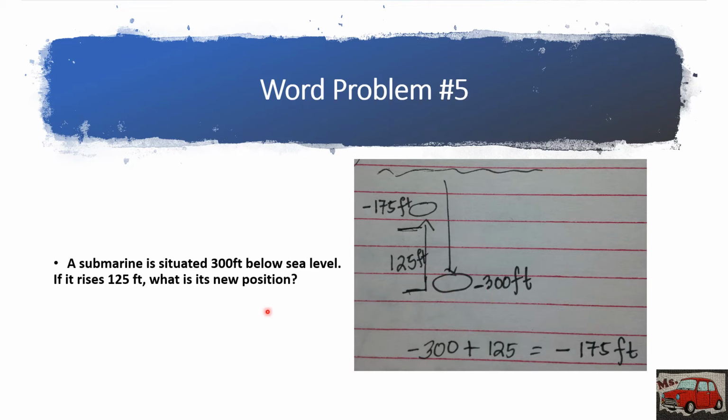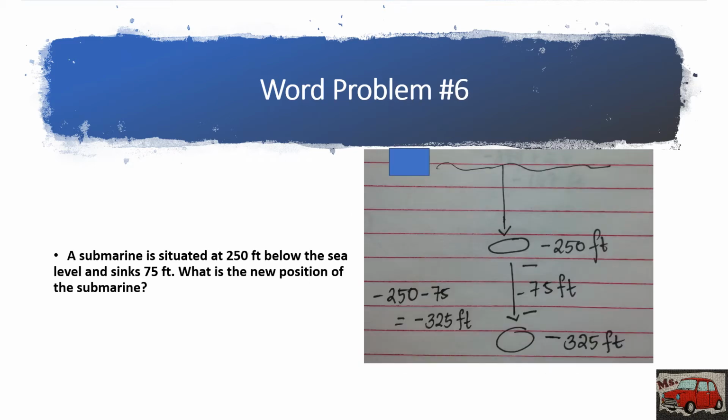Okay? And then, sabi dyan, it rises. So, tumaas siya. So, hindi siya umilalim. So, tumaas. Ibig sabihin, that is positive. Okay? And, so, currently, nandito na siya ngayon sa -175 feet. Negative pa rin kasi nasa ilalim pa rin siya ng dagat. Okay? So, if we do the operation, so we have -300 plus 125 kasi nga umakyat, it rises. So, the answer is -175 feet. Okay? So, that is the new position of the submarine.